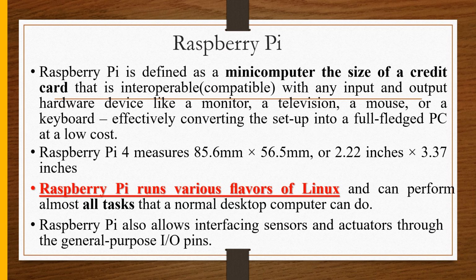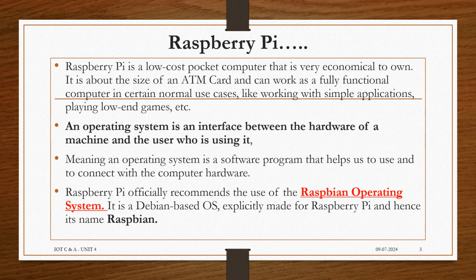Raspberry Pi is defined as a microcomputer the size of a credit card that is interoperable with any input and output hardware devices like monitor, television, mouse. Raspberry Pi measures 85.6 mm by 56.5 mm. Raspberry Pi runs various flavors of Linux OS. Raspberry Pi also allows interfacing sensors and actuators to general purpose input output. Raspberry Pi is a low cost pocket computer that is very economical to own.